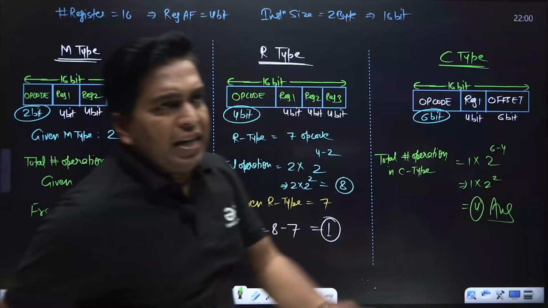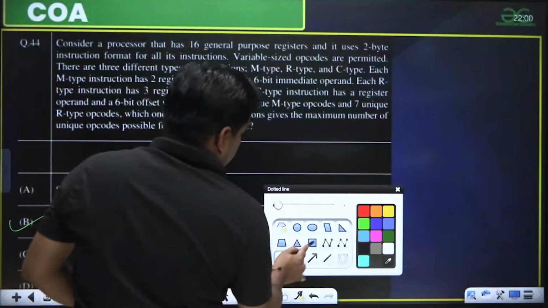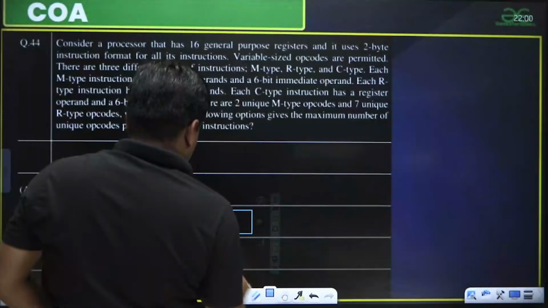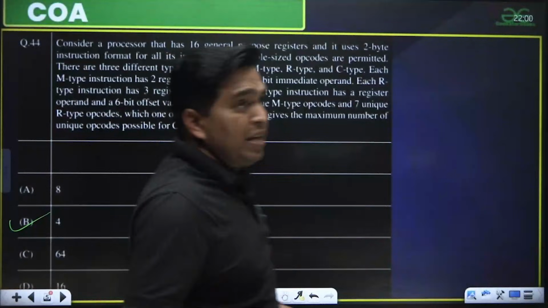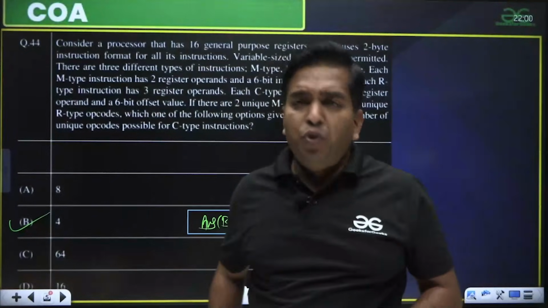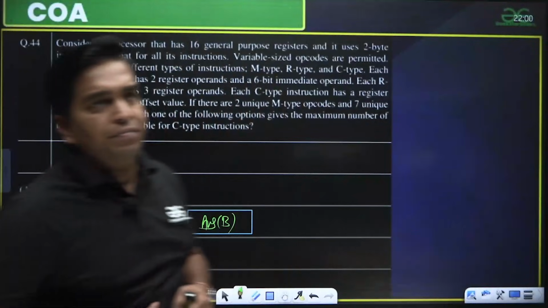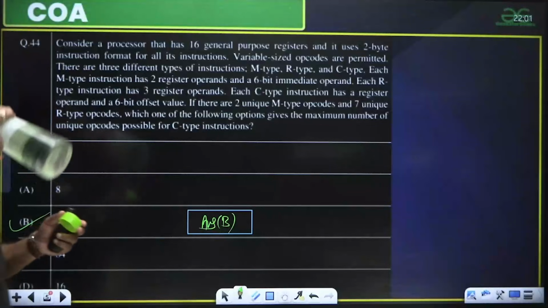4 is the correct answer for this question. So you can say, my dear student, here 4 means B is the correct answer for this question. B is the correct answer. Hope you get it. Thank you everyone. Next.